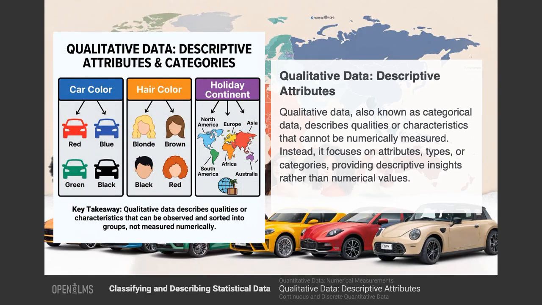Qualitative data, descriptive attributes. Qualitative data, also known as categorical data, describes qualities or characteristics that cannot be numerically measured. Instead, it focuses on attributes, types, or categories, providing descriptive insights rather than numerical values.